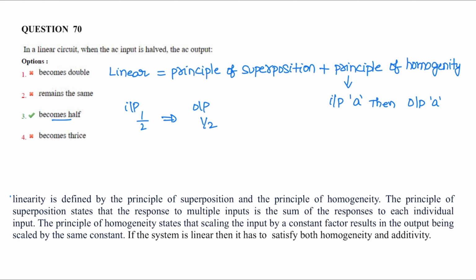Linearity is defined as the principle of superposition and the principle of homogeneity. The principle of superposition states that the response to multiple inputs is the sum of the responses to each individual input, and the principle of homogeneity states that scaling the input by a constant factor results in the output being scaled by the same amount. So if the system is linear, then it has to satisfy both homogeneity and additivity, that is superposition and homogeneity.